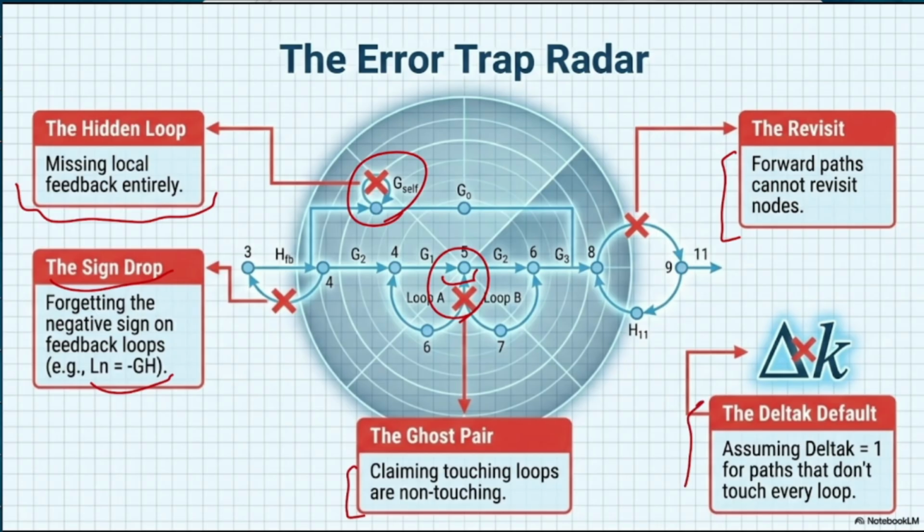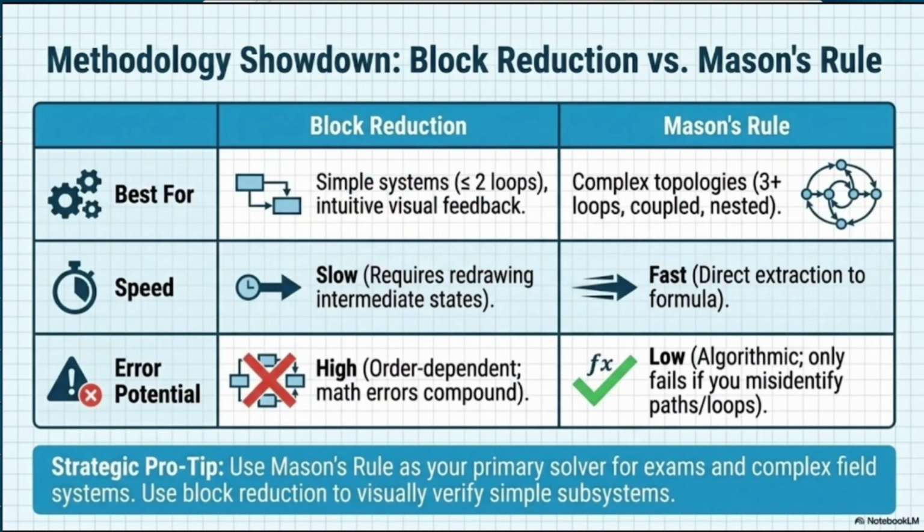And finally, about the delta k default. This delta k is 1 most of the time, and we just assume, okay, this is 1, let's get rid of it. No, you have to see whether there are loops that are unrelated to the forward path. You have to consider them for your delta k.